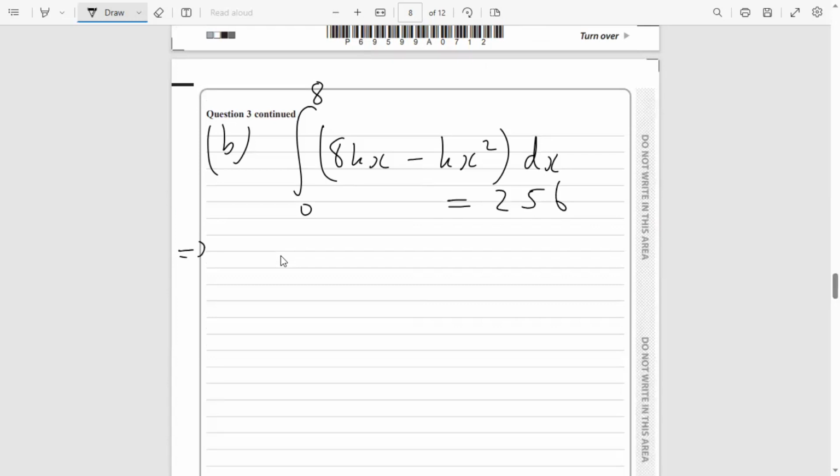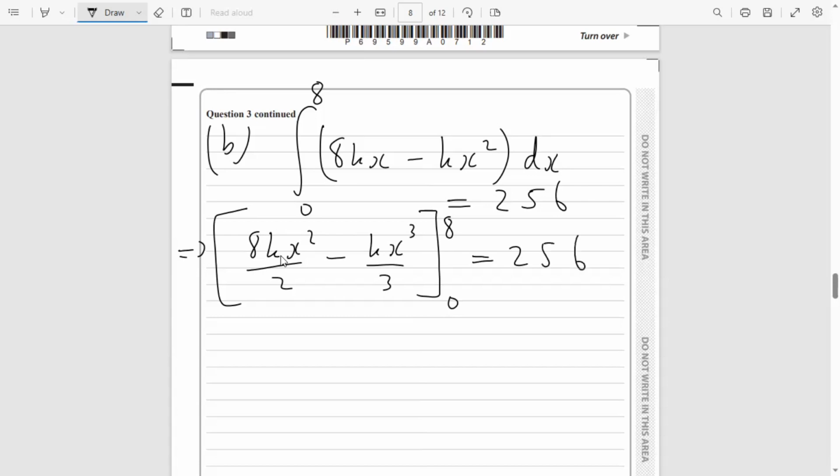Integrating 8kx with respect to x, add 1 to the power of x, divide by the new power. We get 8kx squared over 2. And then similarly for the next part, add 1 to the power, we get kx to the power of 3, divide by the new power, 3. We're integrating between 0 and 8, and this is supposed to be equal to 256.